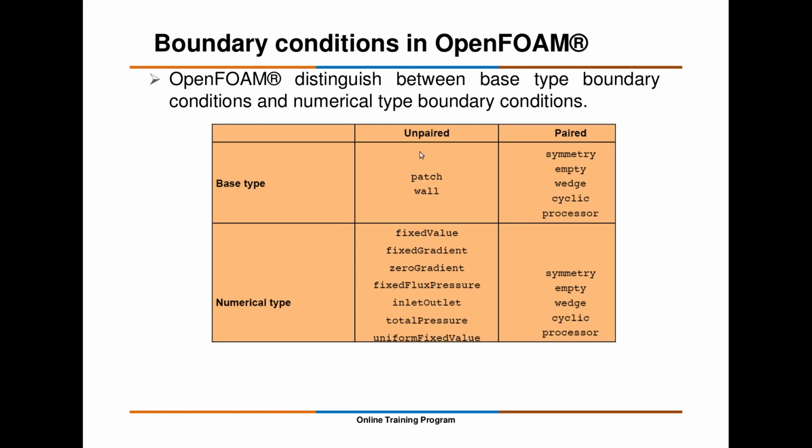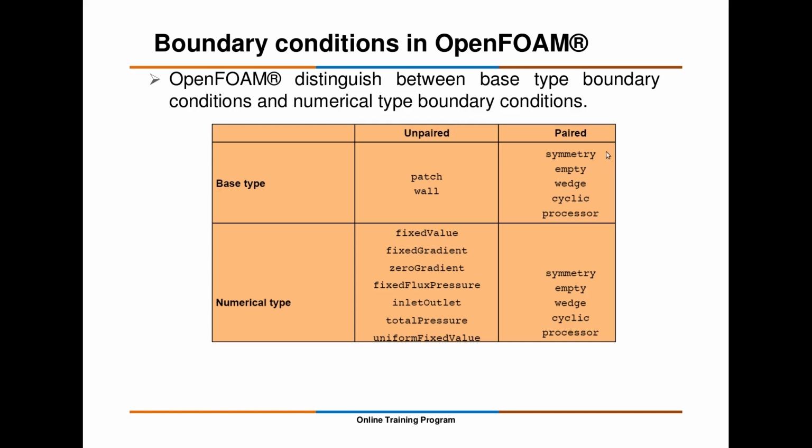When we specify, let's say, unpaired and we specify wall, then on the wall we specify either fixed value for velocity or zero gradient for pressure. And when we specify the patch type, we can also specify fixed value for velocity. At the outlet, if we specify the patch, then it goes as an inlet outlet condition, zero gradient condition, total pressure condition, fixed uniform value type of conditions, and all this.